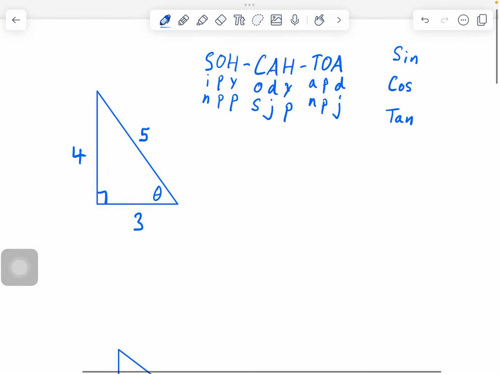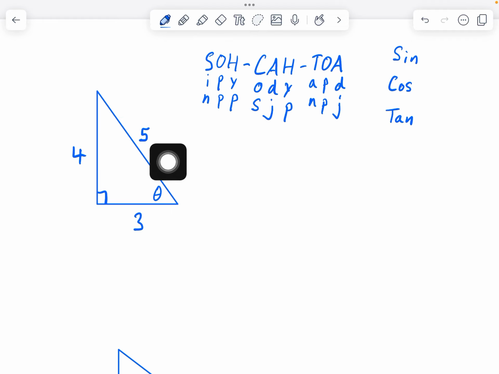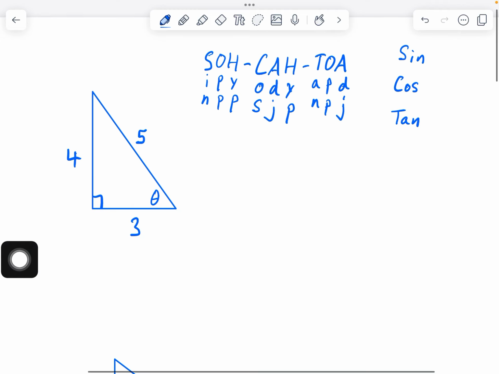Okay? So if we look at this triangle over here, notice how I have all three sides filled in. I have a right angle, and I'm going to be using these trig ratios for right triangles specifically. And then I also have my angle here, which we call theta. It's just another version of a variable similar to x.